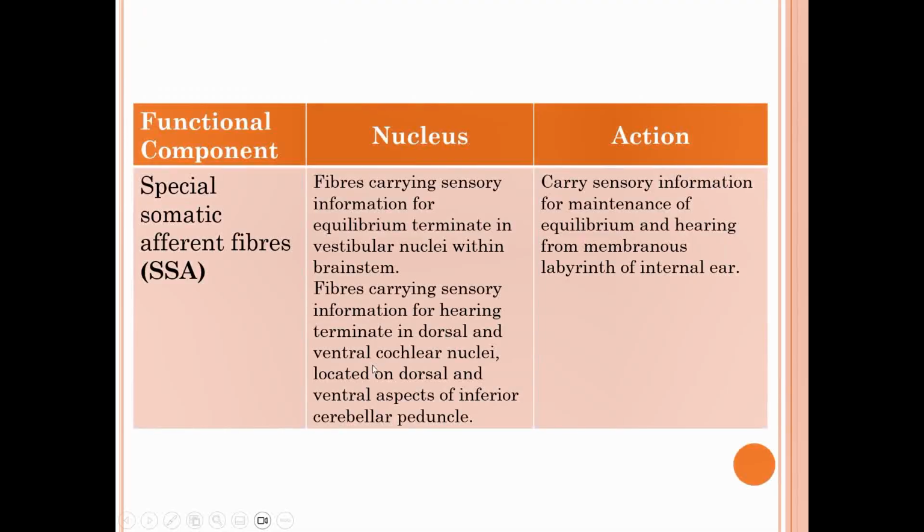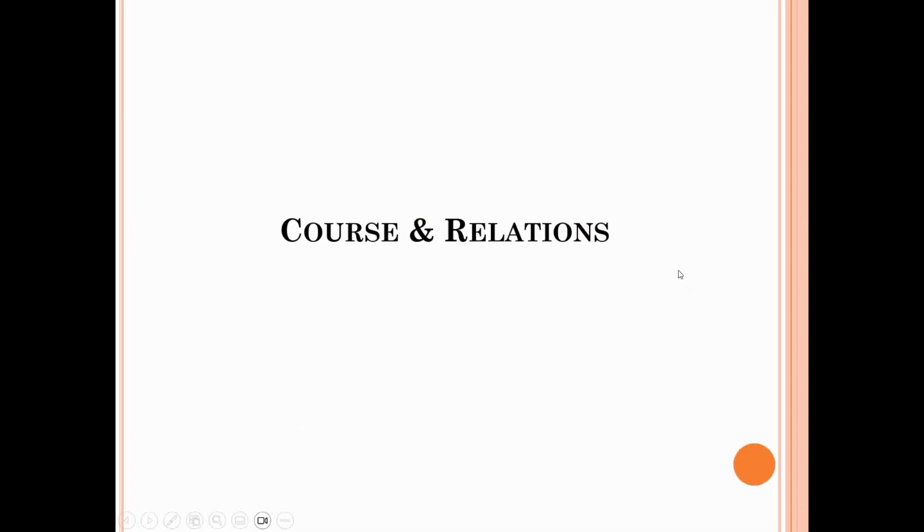Functional component and nuclei: it consists of special somatic afferent fibers. Fibers carrying the sensory information for equilibrium terminate in the vestibular nuclei within the brainstem, and fibers carrying the sensory information for hearing terminate in the dorsal and ventral cochlear nuclei located on the dorsal and ventral aspect of the inferior cerebellar peduncle. They carry the sensory information for maintenance of equilibrium and hearing from the membranous labyrinth of the internal ear.